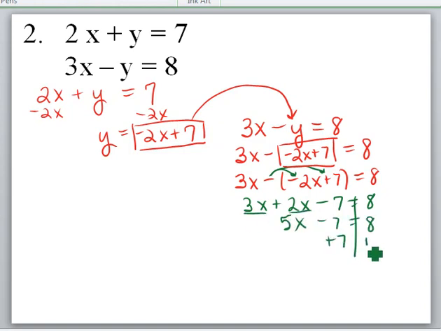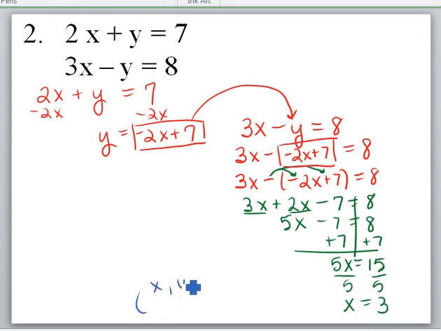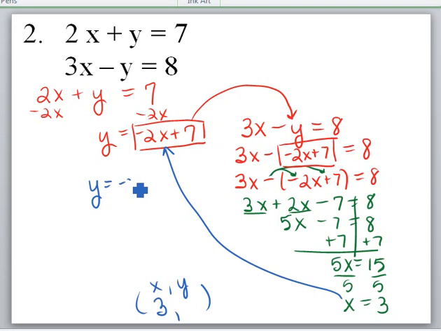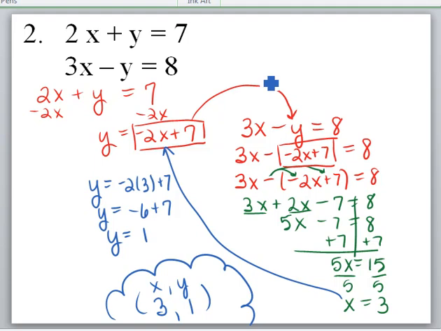I could add 7 to both sides. I get 5x equals 15. Divide by 5, and x is 3. Then what we need to do is we need to make an ordered pair, x comma y. The x value is 3, and the y value we find by taking this and plugging back in. So I get y equals negative 2 times 3 plus 7. So that would be a negative 2 times 3 is a negative 6 plus 7, which is a 1. So my ordered pair ends up being 3, comma 1. Now you could take that and plug that back in to see if the solution works.